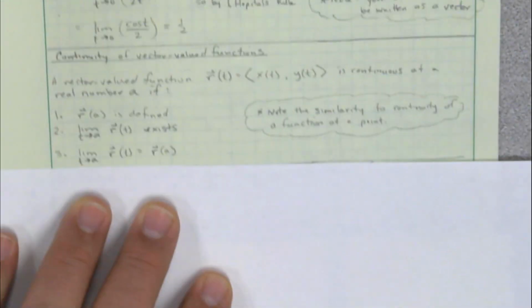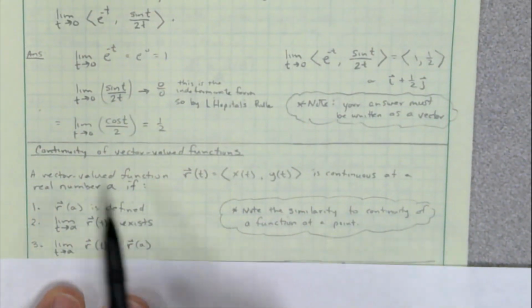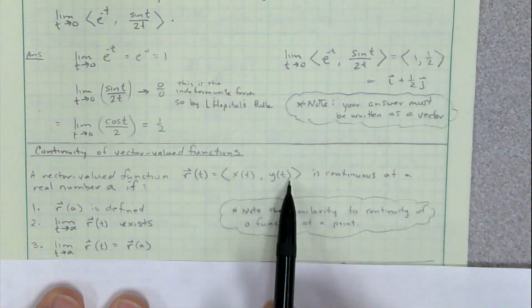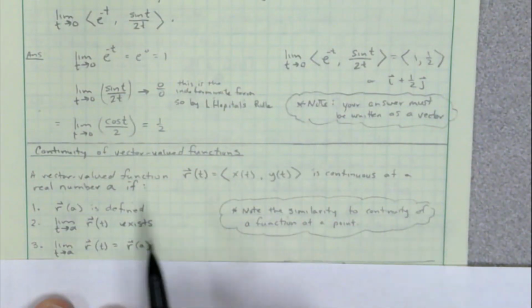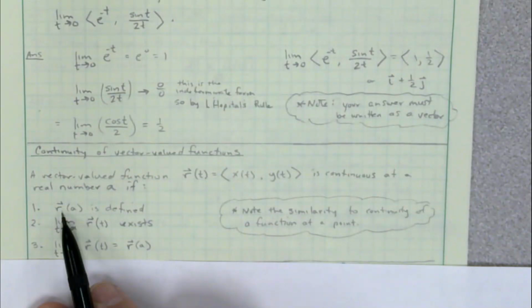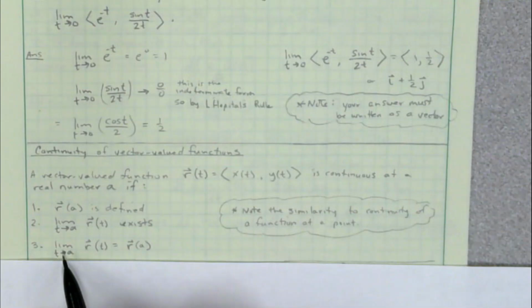So the next item is continuity. A vector valued function, defined as such, is continuous at a real number a if, and you'll notice that it's pretty much the exact same definition that we had previously for just a regular function: the vector at a is defined, the limit as t approaches a of the vector exists, and the limit as t approaches a of the vector has to equal the value of the vector at a.